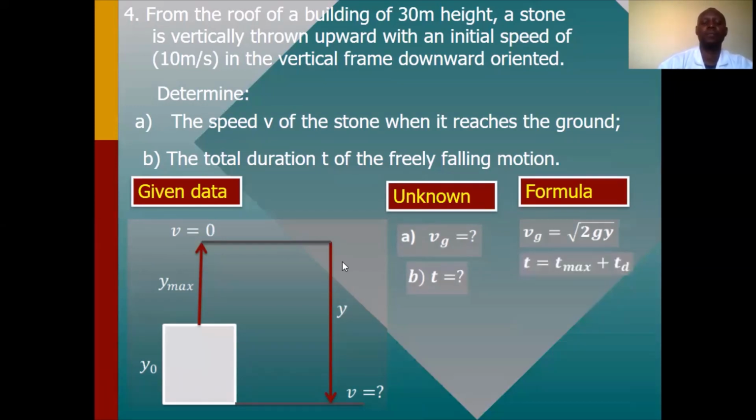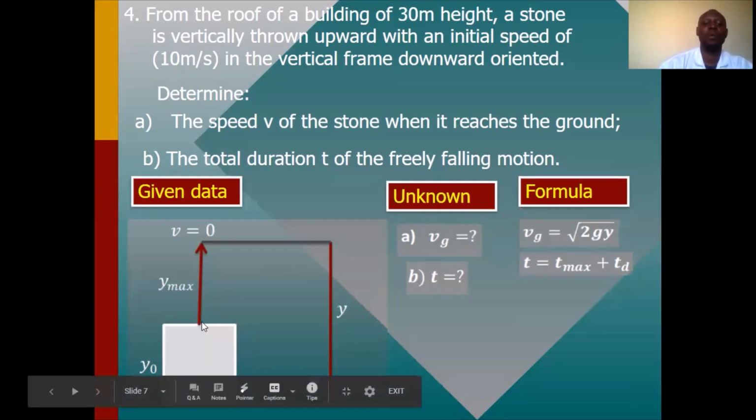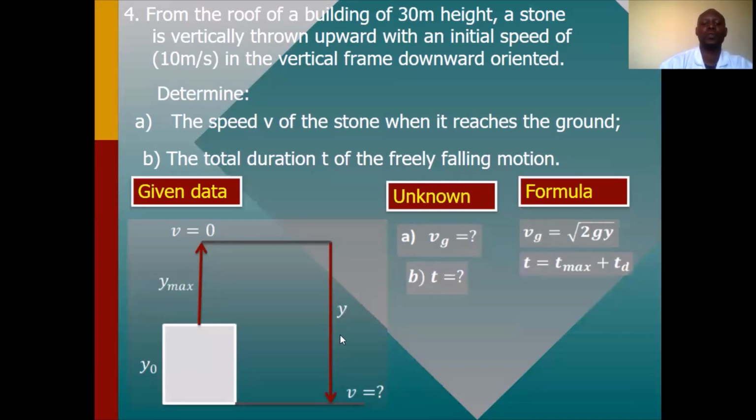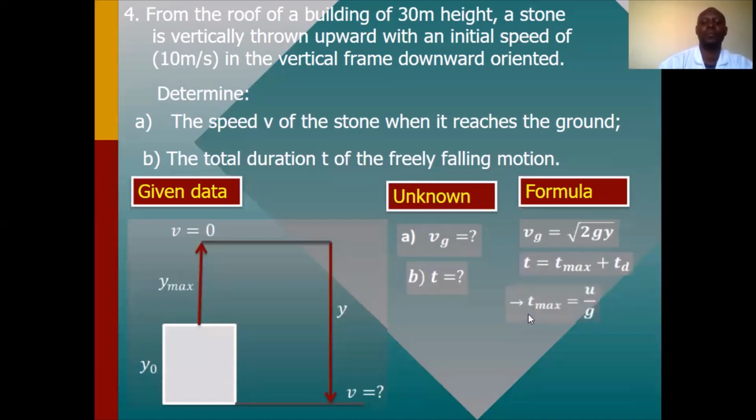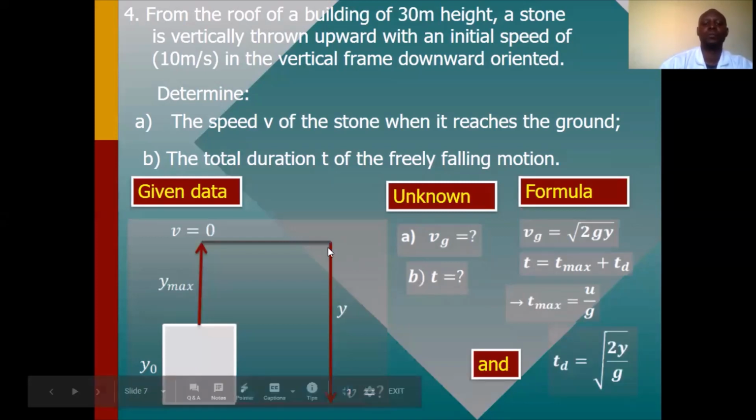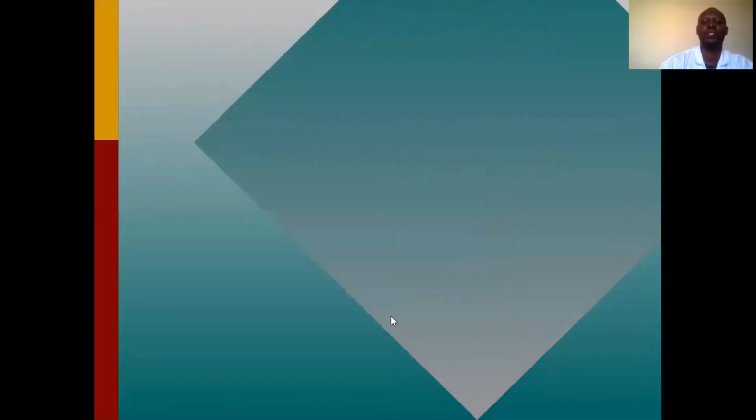The time used by the projectile is T max, the time from the building to the highest point, plus the time from the highest point to the ground. That is the total time used by the projectile, where T max depends on the initial speed. T max is equal to U divided by G. And T down, the time from the highest point to the ground, depends on the moved distance y. It is the square root of 2y divided by G.